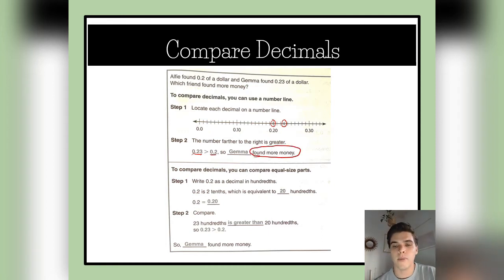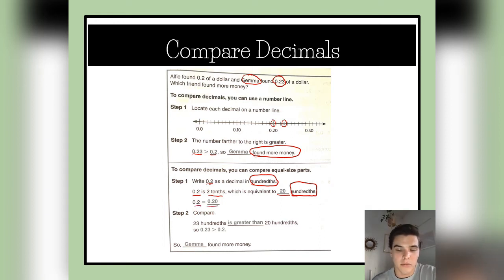Another way you can do it is compare equal size parts. This is similar to when we were finding common denominators. So step 1, it says write 2/10 as a decimal in hundredths, right? Because Gemma found 0.23 or 23 hundredths. Hers is in hundredths, so we need to convert Allie's to hundredths so we can compare apples to apples, right? Instead of apples to oranges. So 0.2 is 2/10, which is equivalent to 20 hundredths. Remember when we did that? So that's where this comes in handy. So 2/10 turns into 20 hundredths right here.